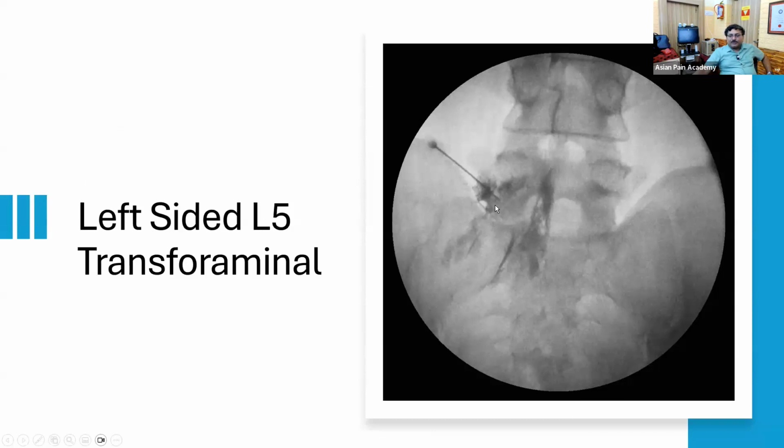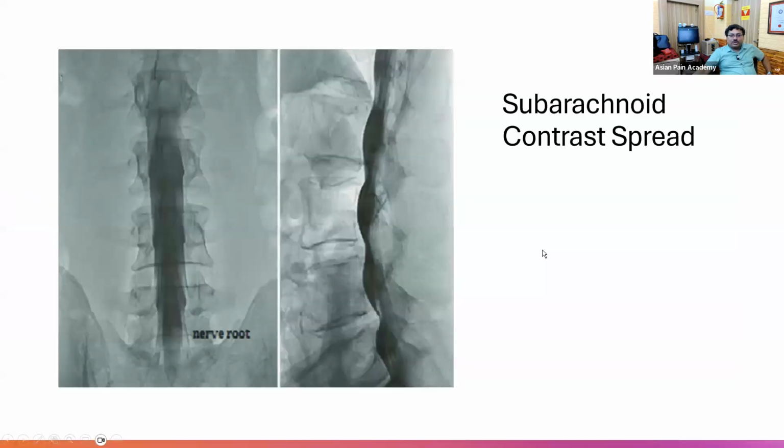This is also a picture of the distribution of the dye where a left-sided L5 transforaminal epidural is being done. So you can see the L5 root as well as the traversing S1 root. So identifying these nerve distributions and roots is very, very important while we are going to perform this procedure. Now, can anyone tell what type of spread you can see? It's already written.